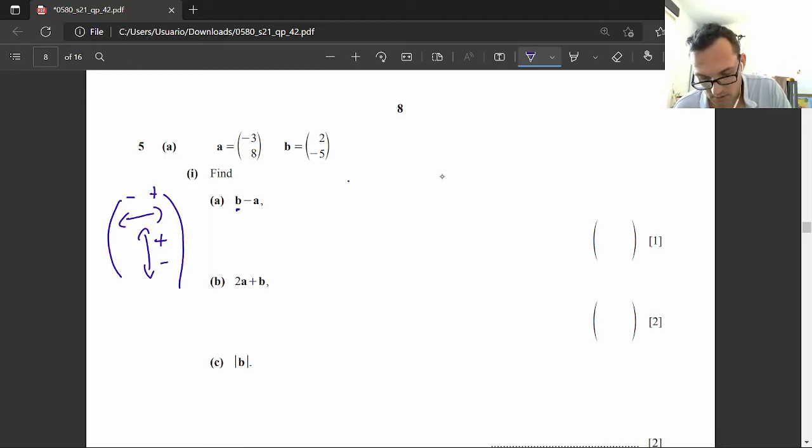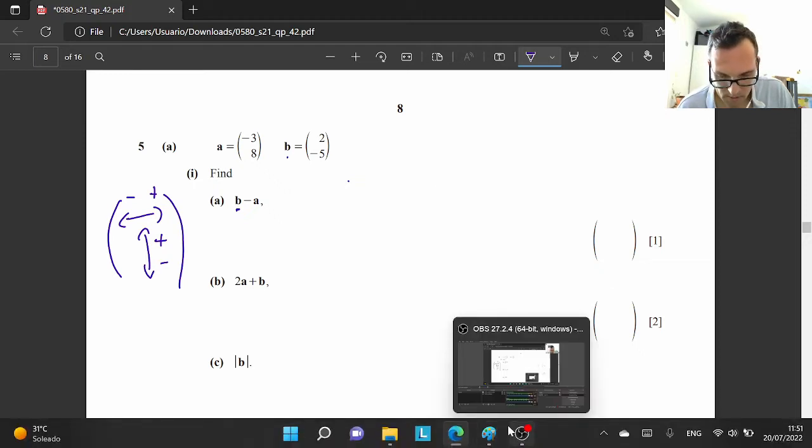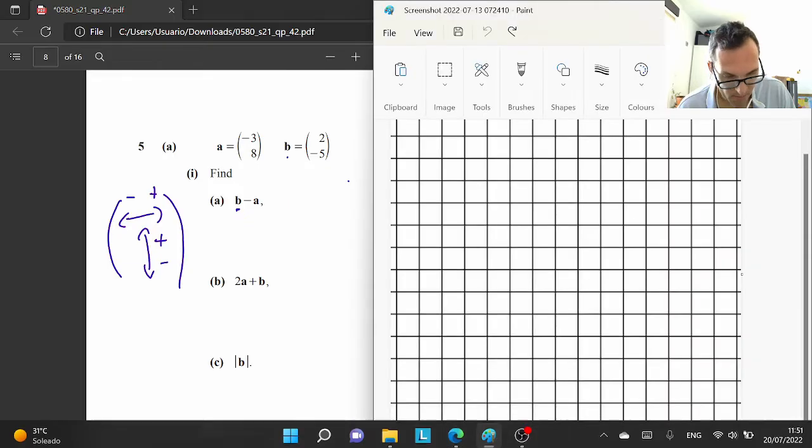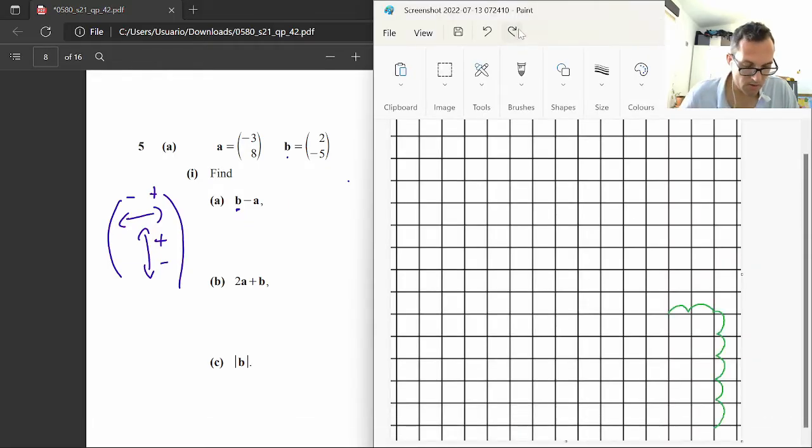So let's start with vector b. Vector b is the vector 2 over minus 5. That means that if we start somewhere, we need to move 2 spaces to the right and 5 spaces down, and it would look like that, in that direction. 2 to the right, 5 down, we move from one point to the next. Then we need to subtract from this vector a, which is minus 3, 8.